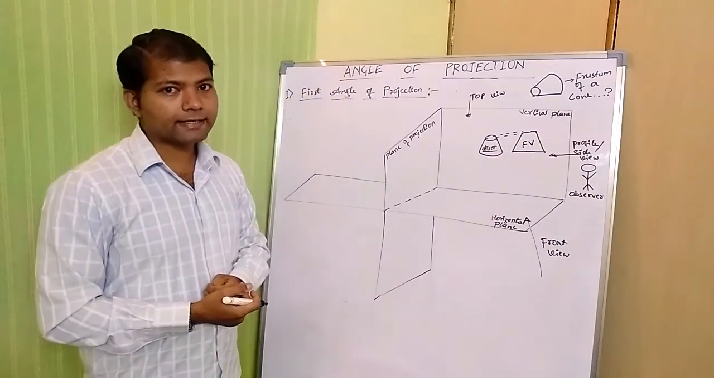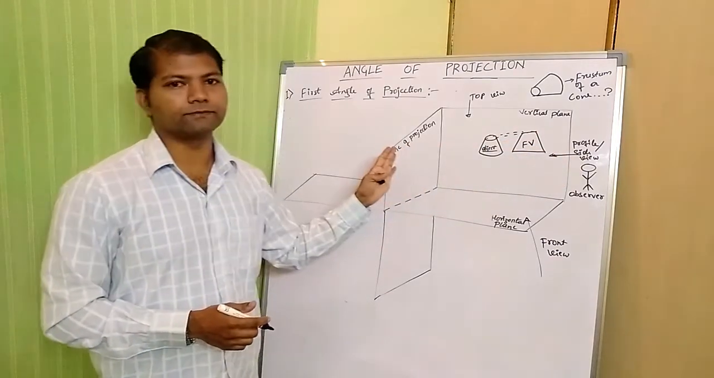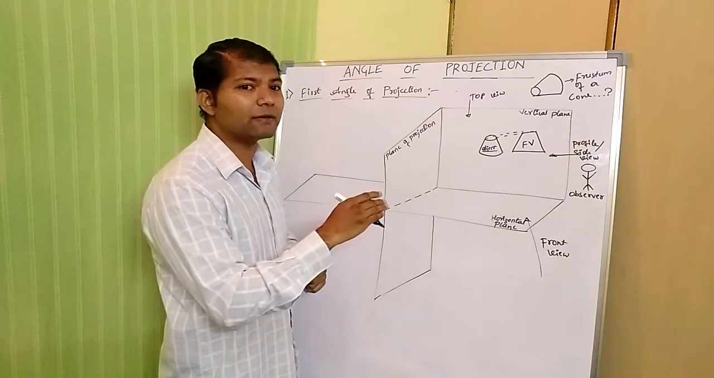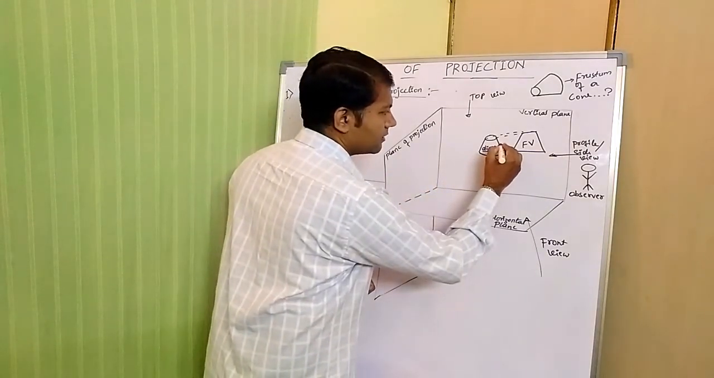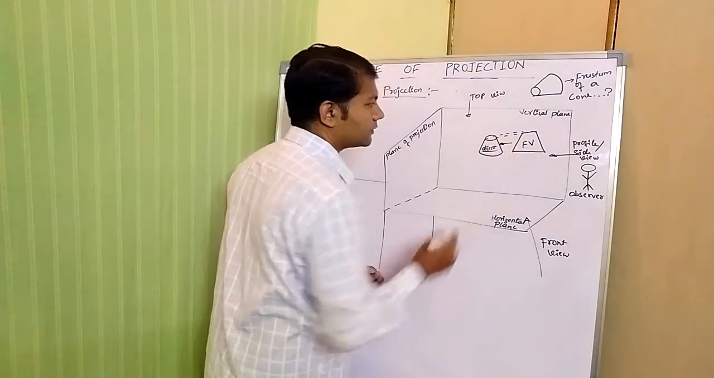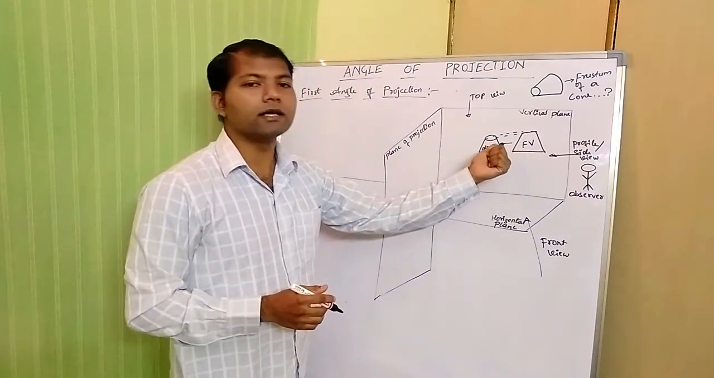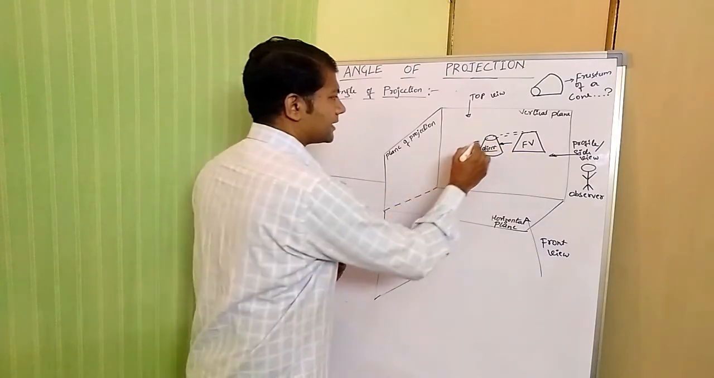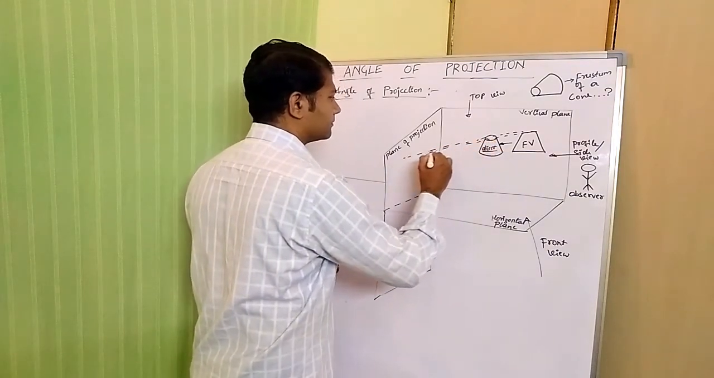Next, you are looking at an object from the side view. The observer is viewing the object from the side. What the observer can see is nothing but this side face. The viewer can observe the side face of a frustum, so that the object is going to be projected on a plane of projection.